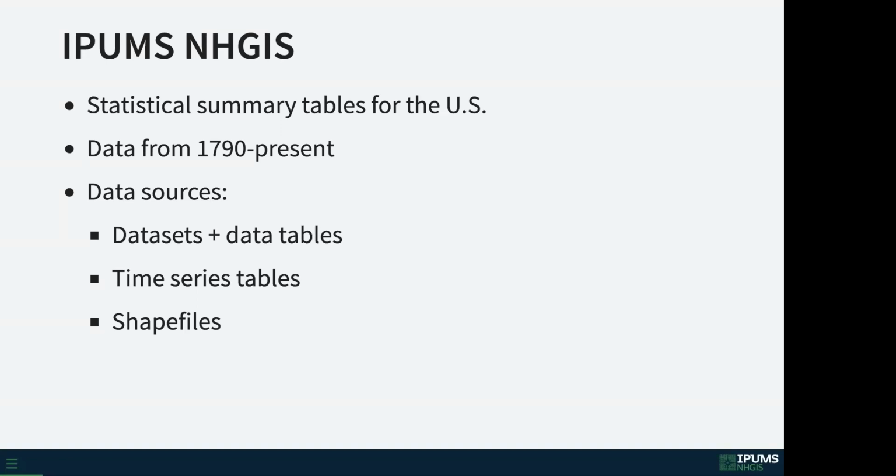Time series tables, on the other hand, are longitudinal data sources that have been standardized across time so that you can observe the changes in a standardized variable definition across a specific geographic footprint. And shapefiles are our geographic spatial boundary files, which you can use for spatial analysis or doing GIS work. And the reason I mention this is because the distinction between these will be relevant to some of the stuff I show in a little bit.